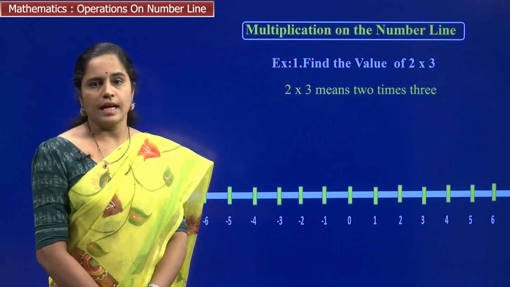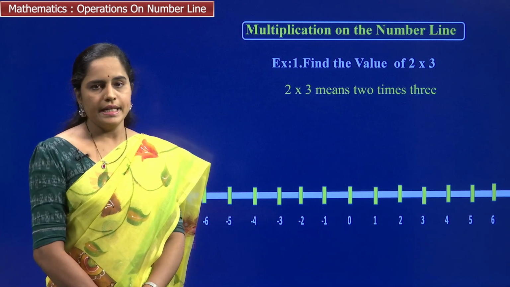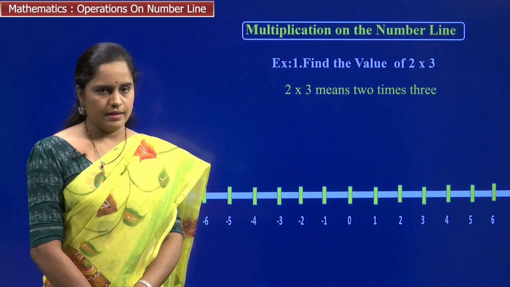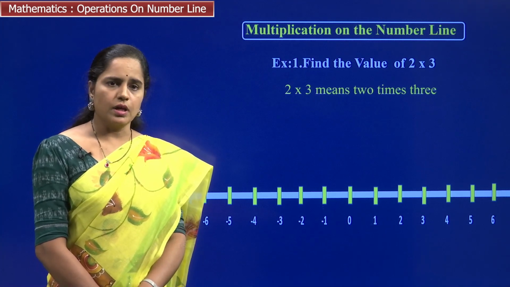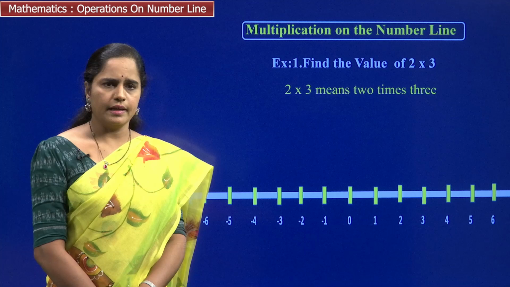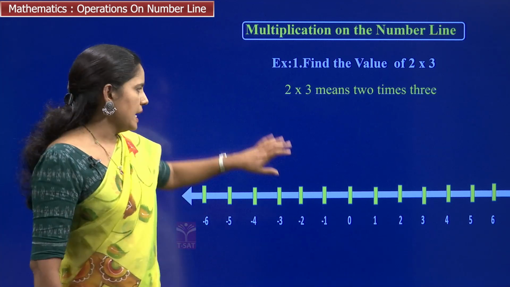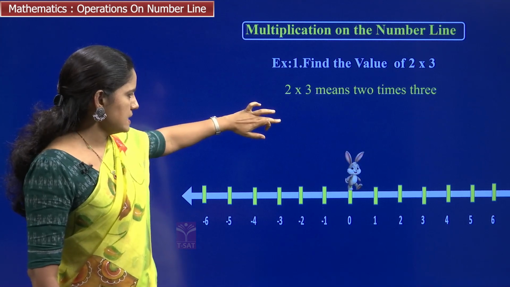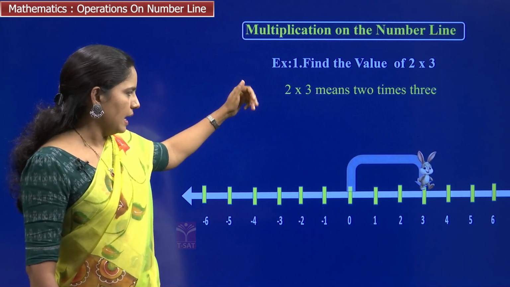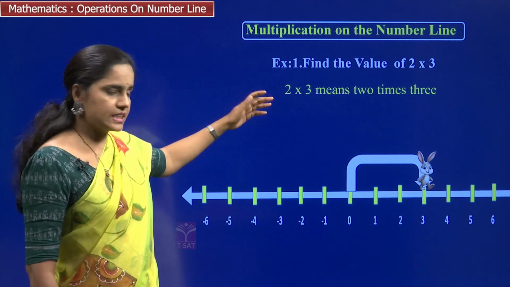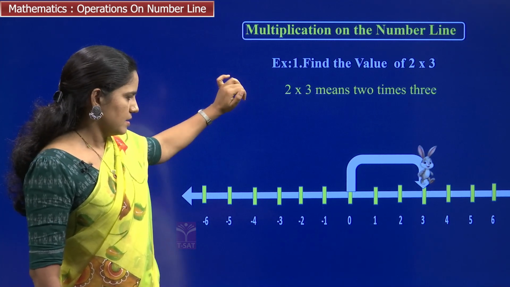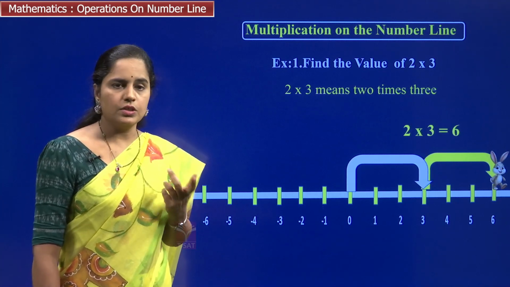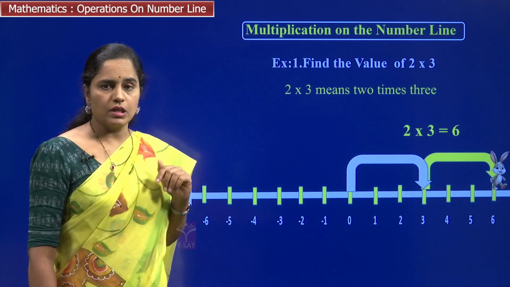Now, multiplication on the number line. Find the value of 2 into 3. 2 into 3 means 2 times 3. All of you know multiplication is like repeated addition. Therefore, we are adding 3, 2 times. That is, first jump to 3. This is the first jump to 3 and next jump another 3 steps. So, we are at 6. Therefore, 2 threes is equal to 6. That is, 2 into 3 is equal to 6.